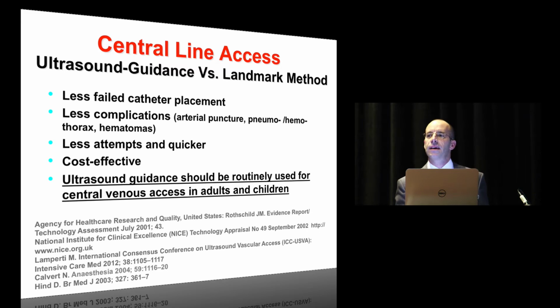What is the state of play? Well, we have pretty much excellent evidence, and we have national guidelines to say that this should always be done under ultrasound guidance. You have less block failure, less catheter failures, less complications. It's quicker to do. It's cost effective even. Studies have looked at it, and the recommendation is that you should use it in both adults and children, and in particular in OB with anatomical changes, there's high risks associated with central line placement.